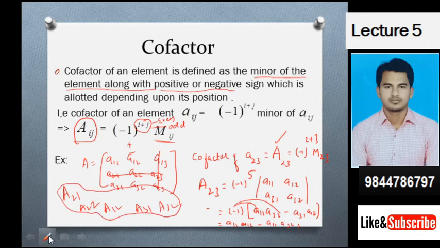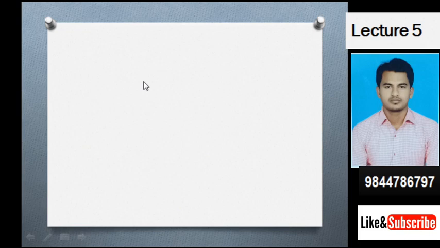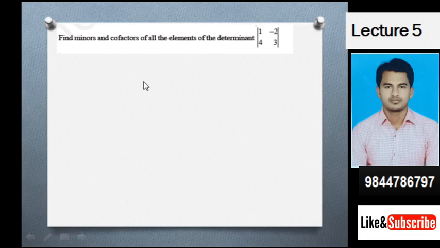I will take one example regarding minors and cofactors. The first example is: find the minors and cofactors of all the elements. Remember, the question says all the elements. So this is our 2 cross 2 matrix, isn't it? Solution: first of all, find the minor M11. Remember one thing, don't write minor of A11, directly write capital M11. It means eliminating first row and first column. The answer is 3. What about the cofactor?